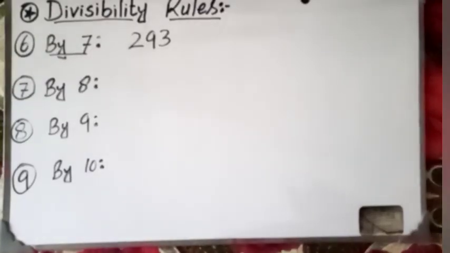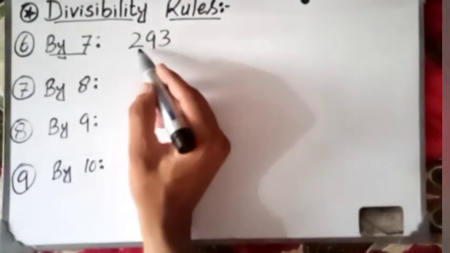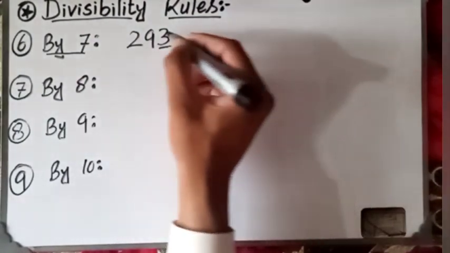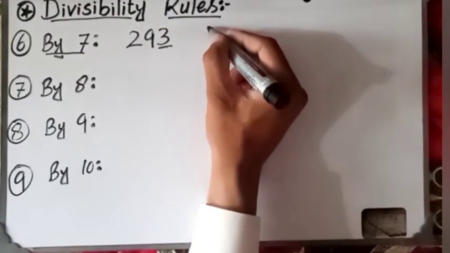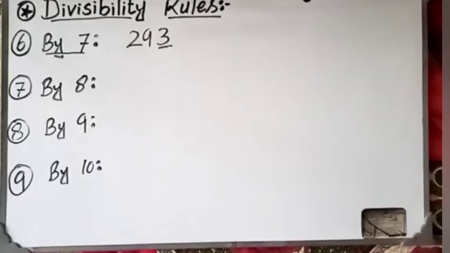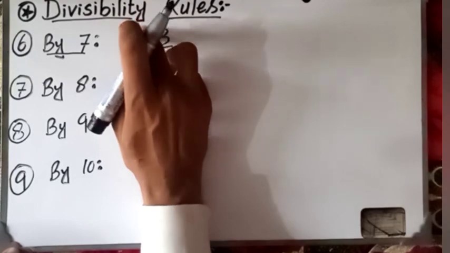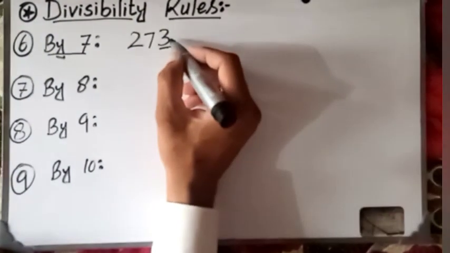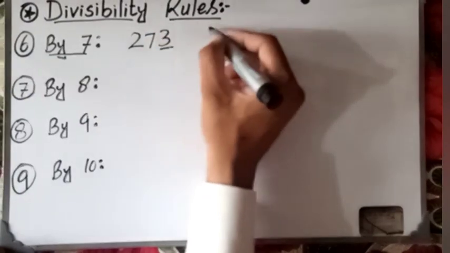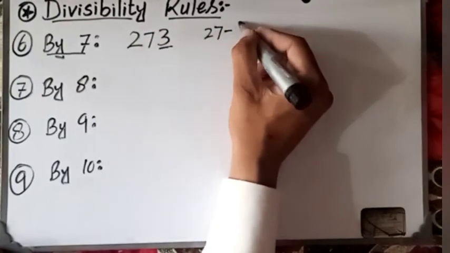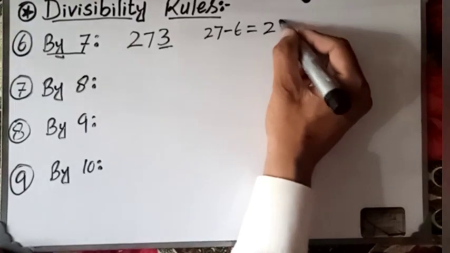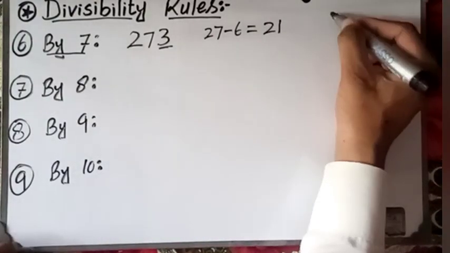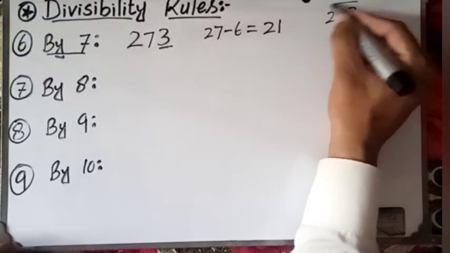For example, we have the number 293. We have to double its unit digit, so the double of 3 is 6. Let's change the number because it's not divisible by 7. Make it 273. Now the double of 3 is 6, so the remaining number is 27, and if we subtract 6 from it, we get 21, and 21 is divisible by 7. So we can say that 273 is divisible by 7.